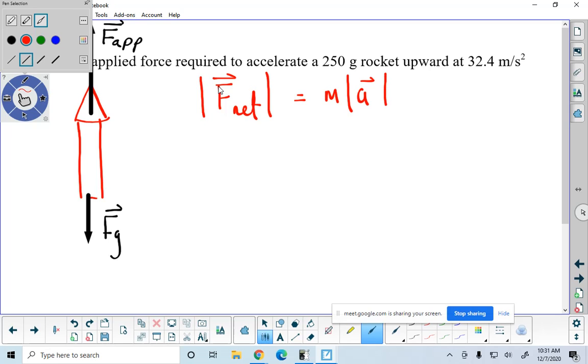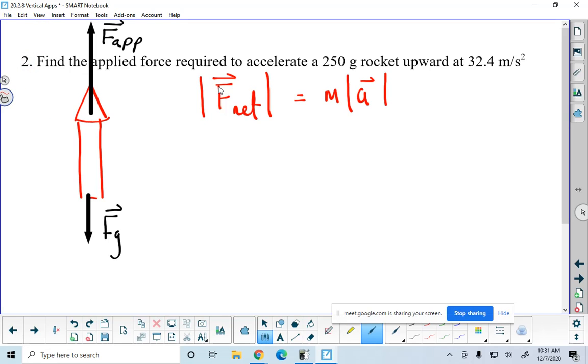And then what we're going to put in for F net is the magnitude of the applied force minus the magnitude of the force due to gravity, because that's how you would add those two forces. You would add the two forces by subtracting the numbers because they're in opposite directions. And because we're subtracting, you don't put negatives in for anything. We're already taking care of that.